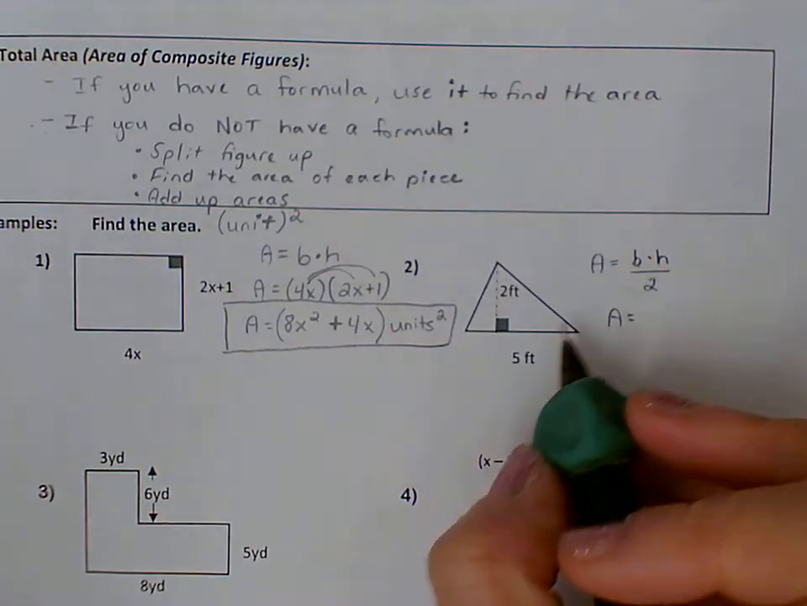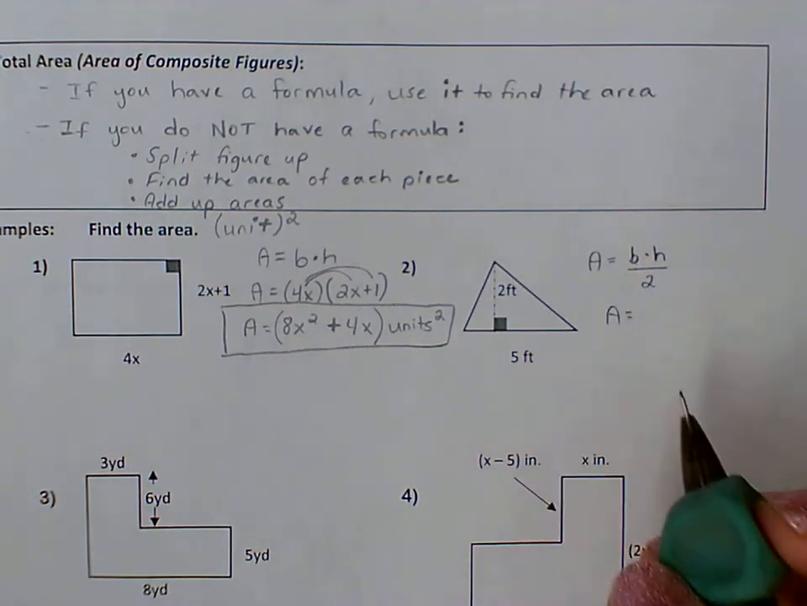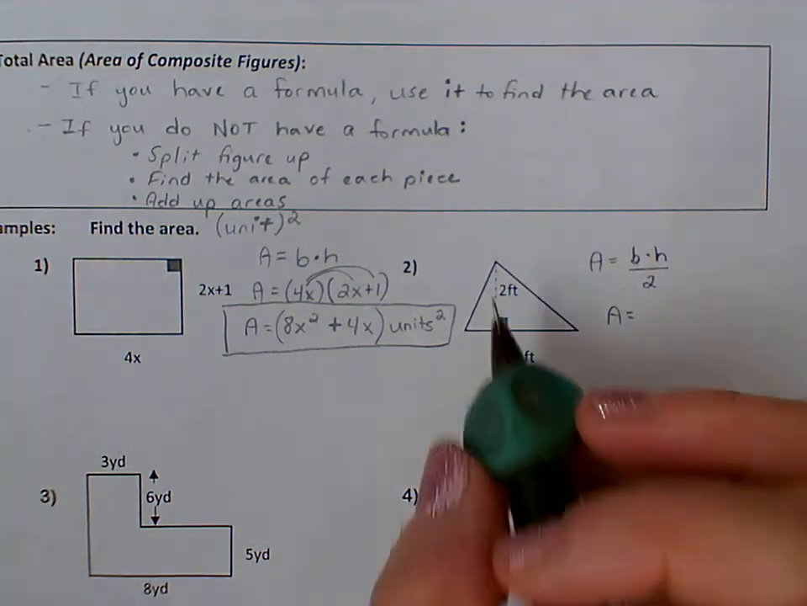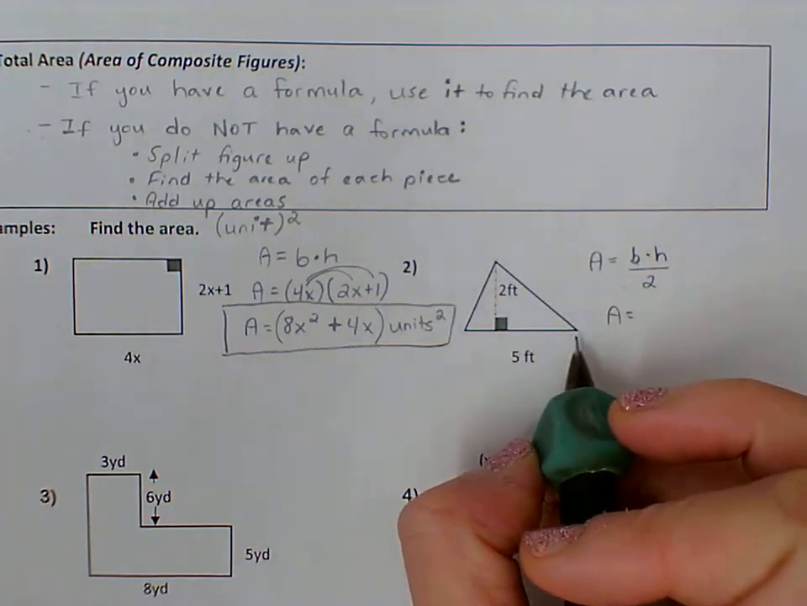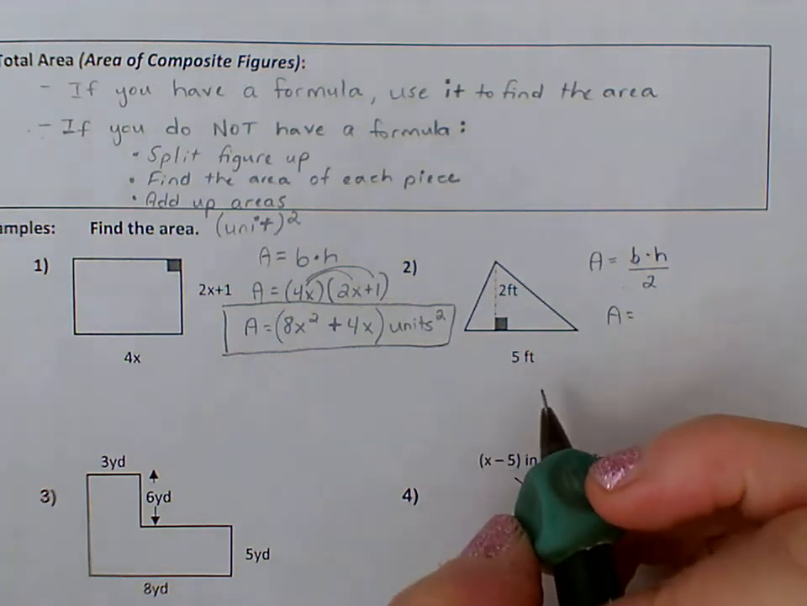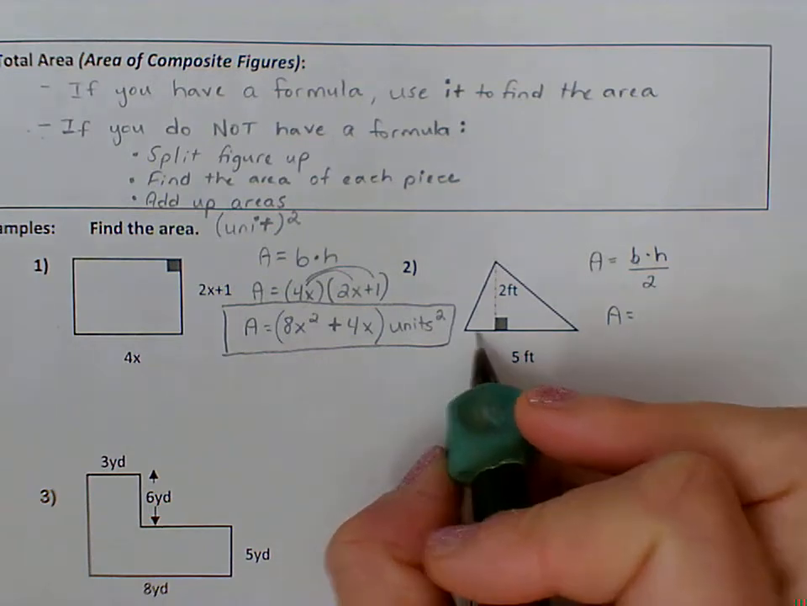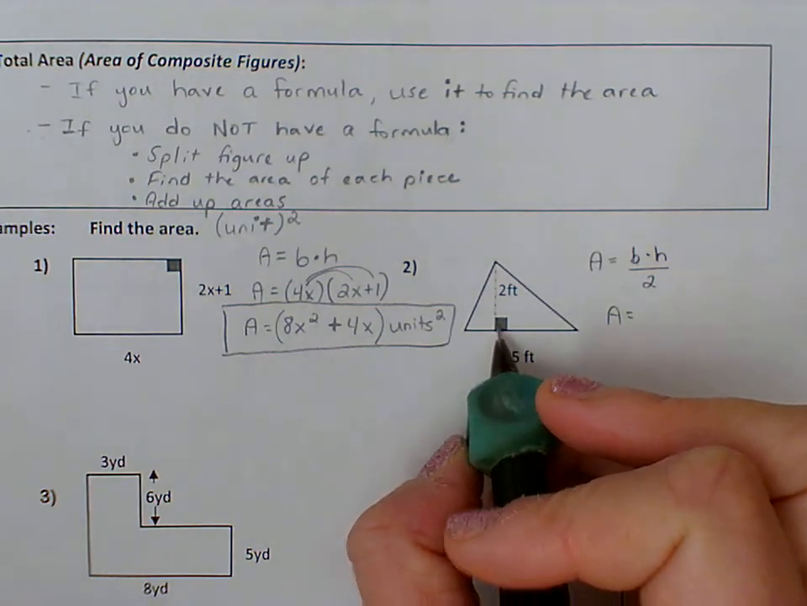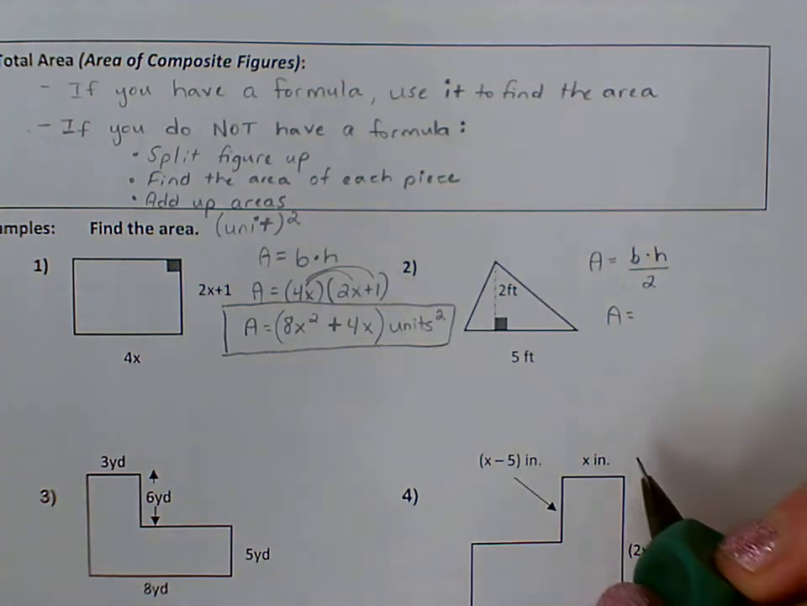Remember, the base and the height have to be perpendicular to each other, which means they have to cross at a 90-degree angle. And so when I'm looking at my triangle, if that is my base, then I'm looking for the height, which comes straight up from it. So this is my base. Notice that 90-degree angle tells me that that line is coming straight up from it. And so that would be my height, okay?